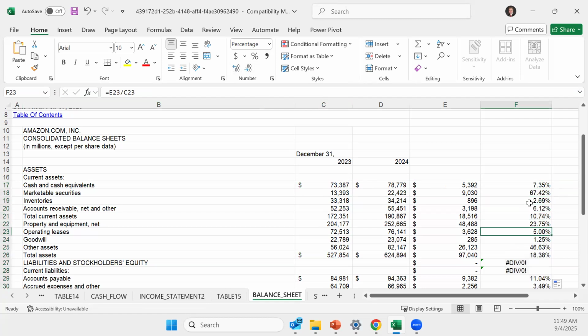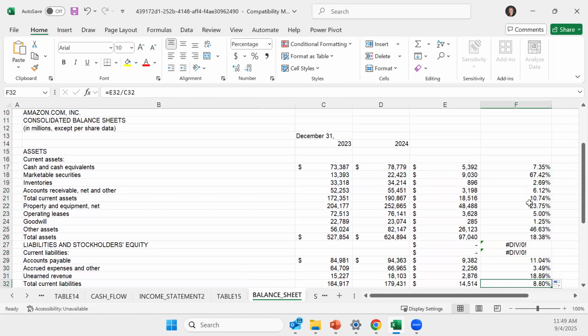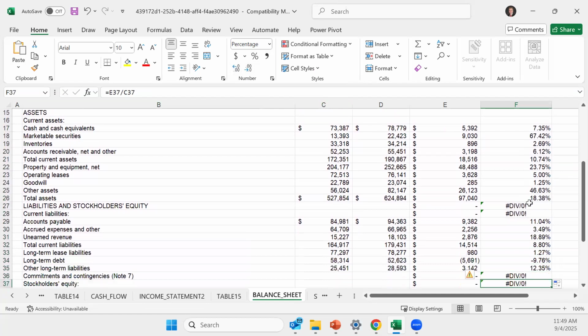Looks like their marketable securities went up by 67% though. That's interesting, right? Maybe they were putting more of their cash into the short-term financial securities to take advantage of, like, interest rates are higher now, so they can get more money on commercial paper or things like that than just holding it in cash.